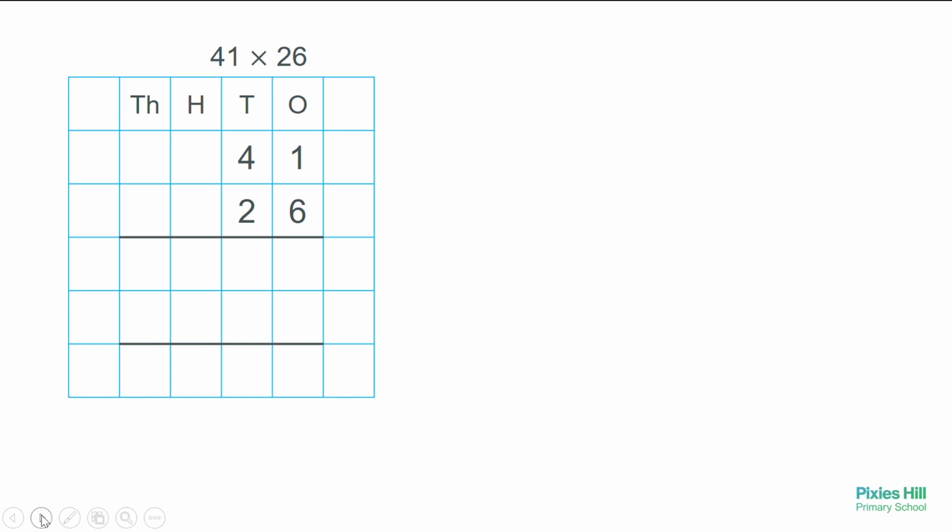Now the first calculation we are going to be doing is 41 multiplied by 6. To begin, it can be helpful to write our calculation alongside our working. 1 times 6 is 6, and then 4 times 6 is 24. And as we have no more digits to multiply by, we put our 24, or 240, straight into our answer box.